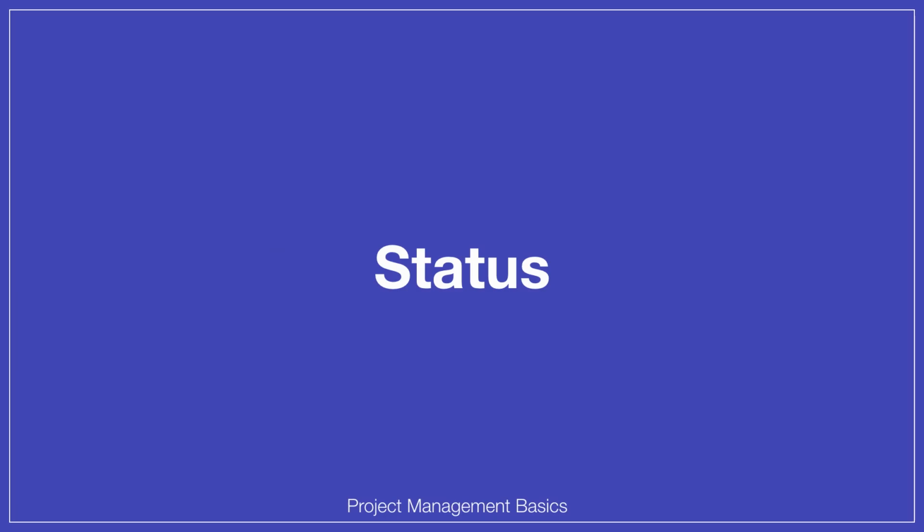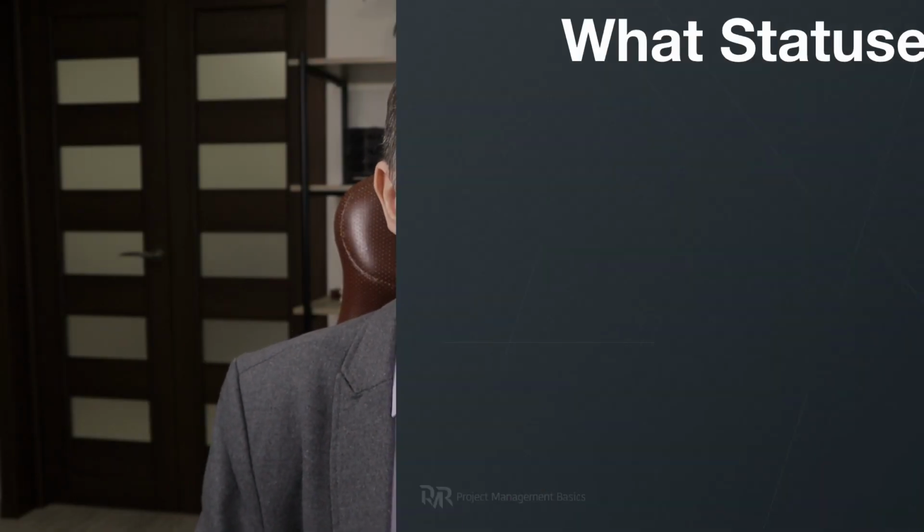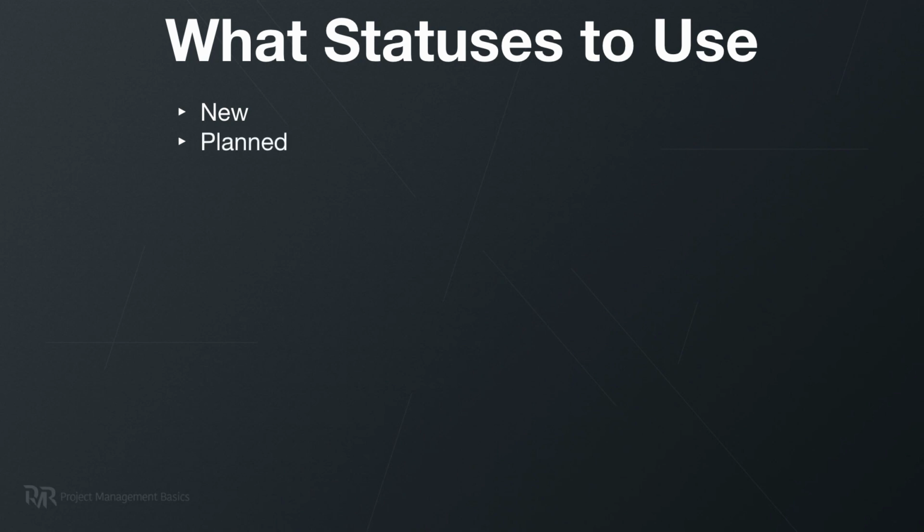And last but not least, you have status, and you need to track the status of the risks. I recommend you use the following statuses: new, planned, upcoming, in progress, and done.